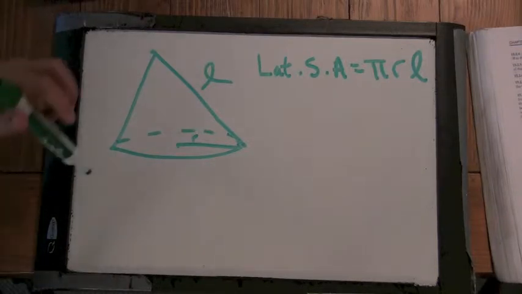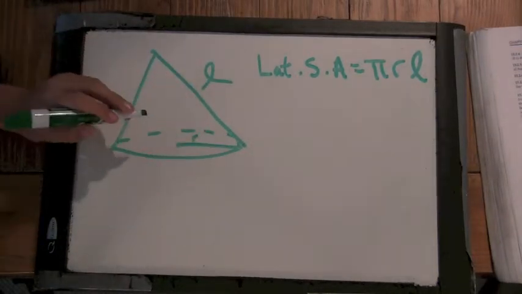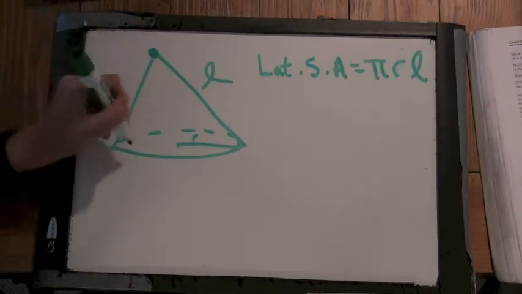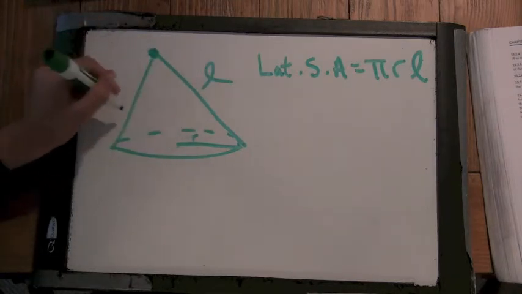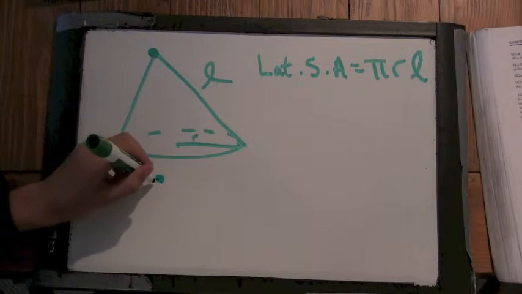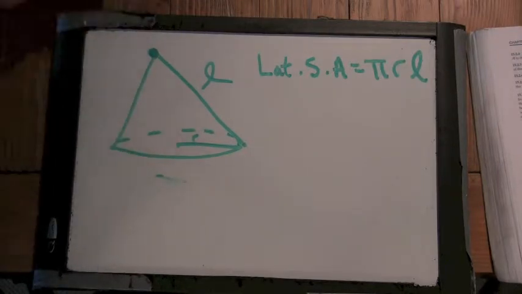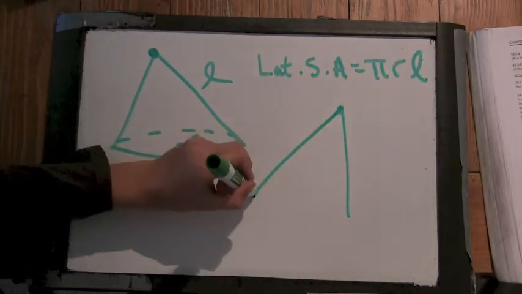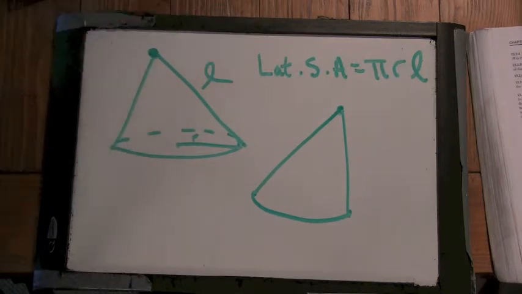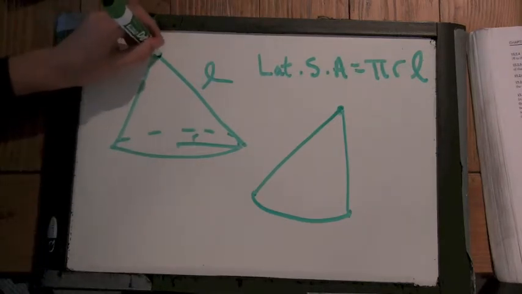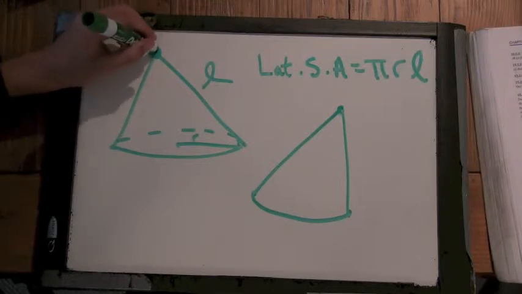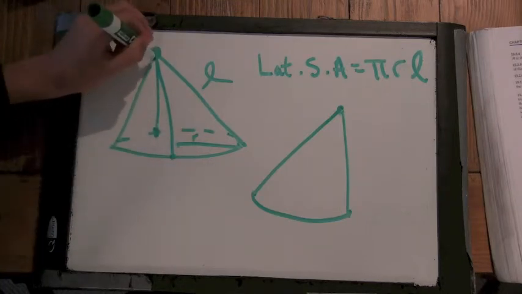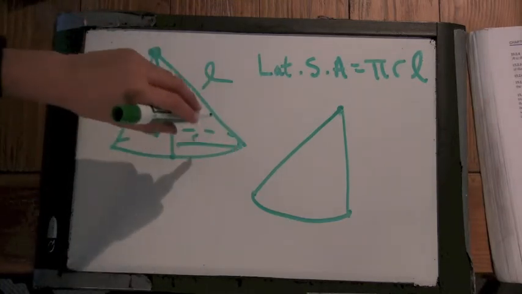Well, the lateral surface area excludes the base. You can make the lateral surface area by unrolling the surface. If you unroll the lateral surface area, you're going to get this wedge shape, like this. Because the point, the apex of the cone, is the same distance away from all of these points on the circle.